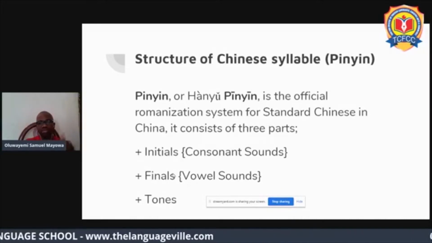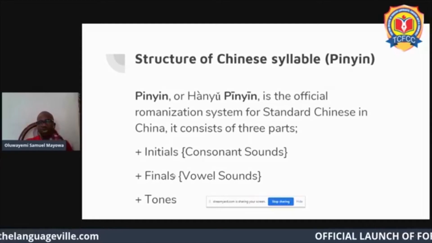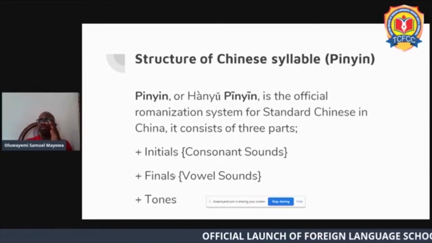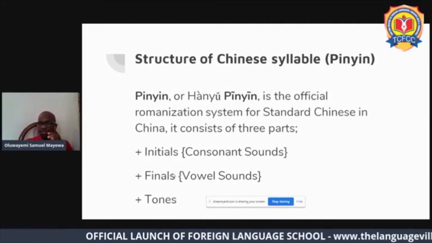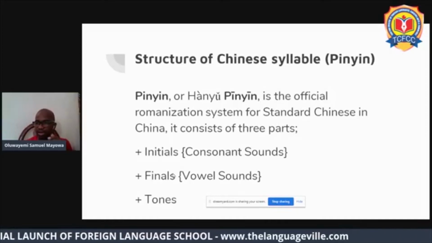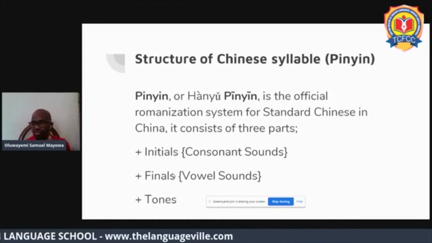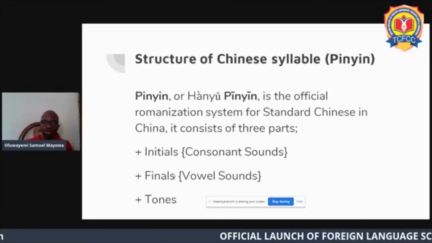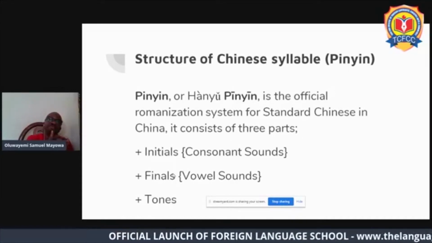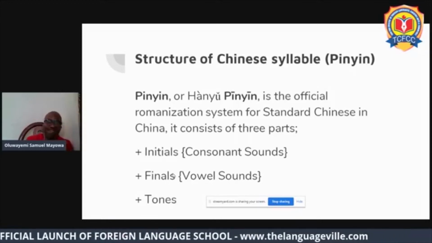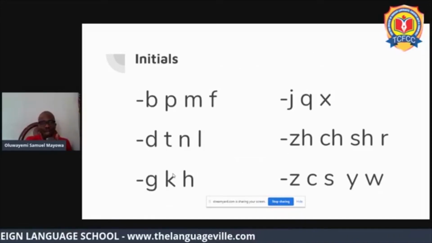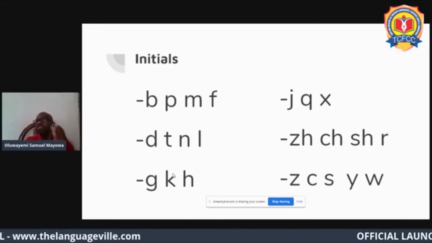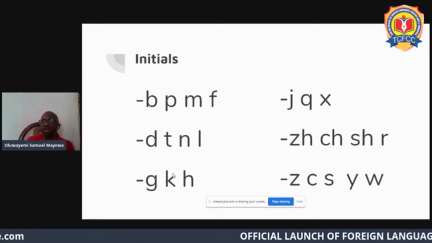The reason why I'm taking us through this introduction to phonetics is for us to have an understanding of what to expect from words when we see them. Because if we go through the greetings, you might get confused. The initial sounds are like the consonant sounds.